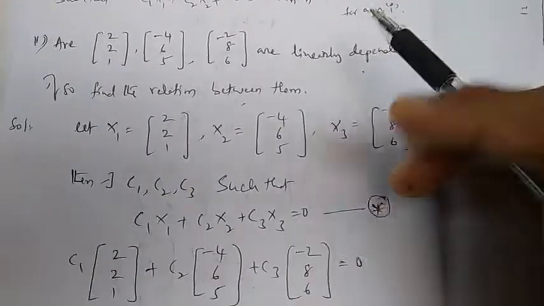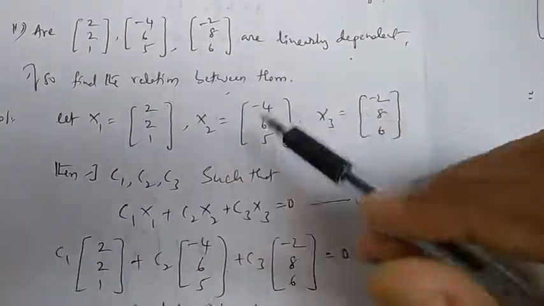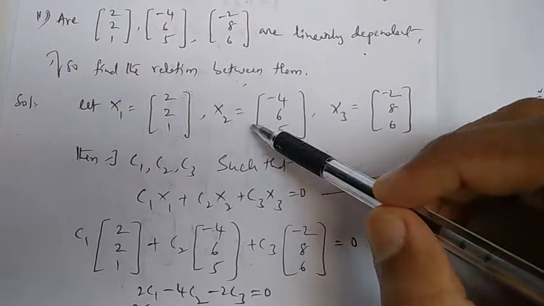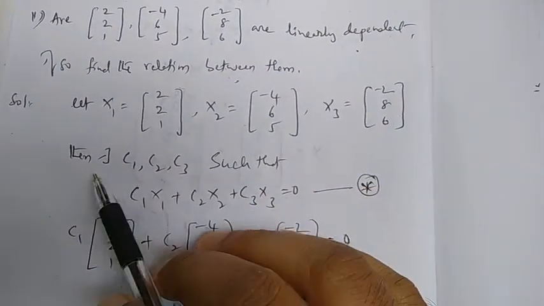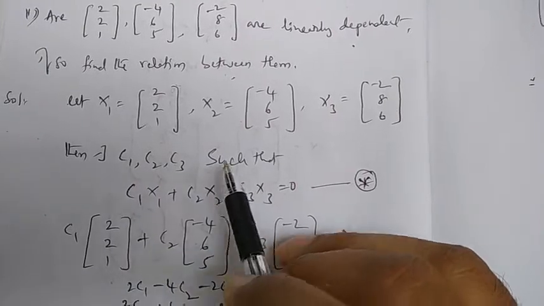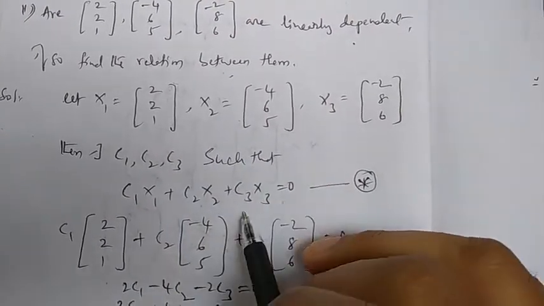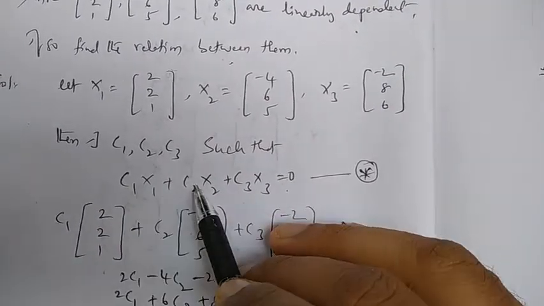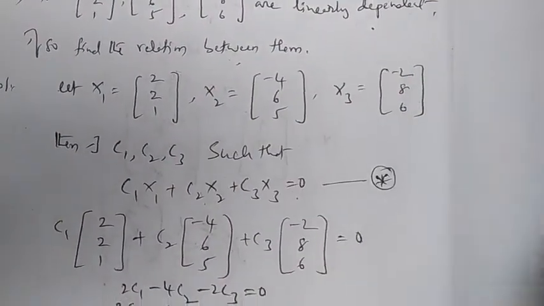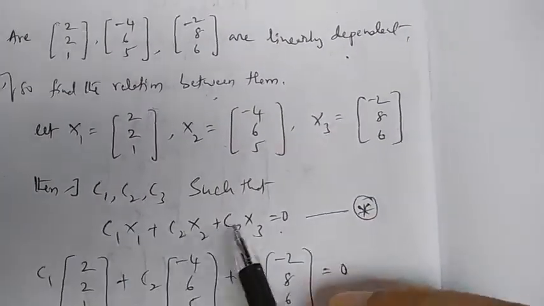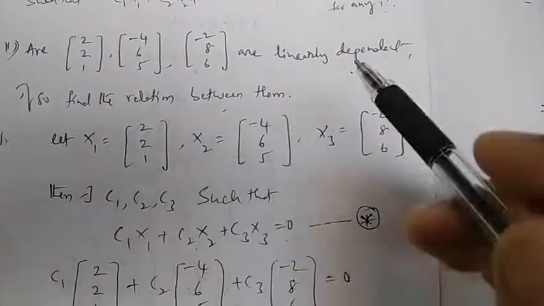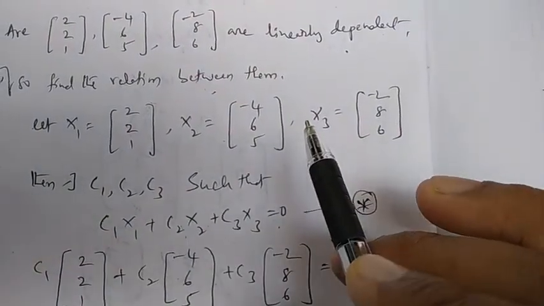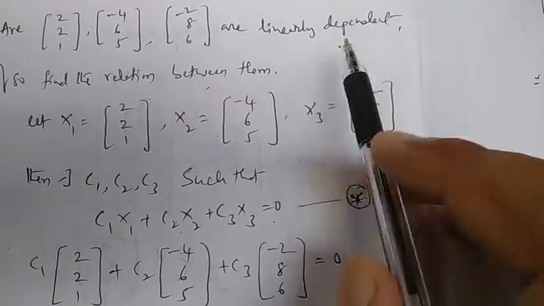First show whether they are linearly dependent or not. Let the first vector be x1, the second vector x2, and the third vector x3. There must exist three constants c1, c2, c3 such that c1 x1 plus c2 x2 plus c3 x3 equals 0. Let this be equation star. If c1, c2 and c3 are all 0, then x1, x2, x3 are linearly independent. If one of the c's is not equal to 0, then x1, x2, x3 are linearly dependent.